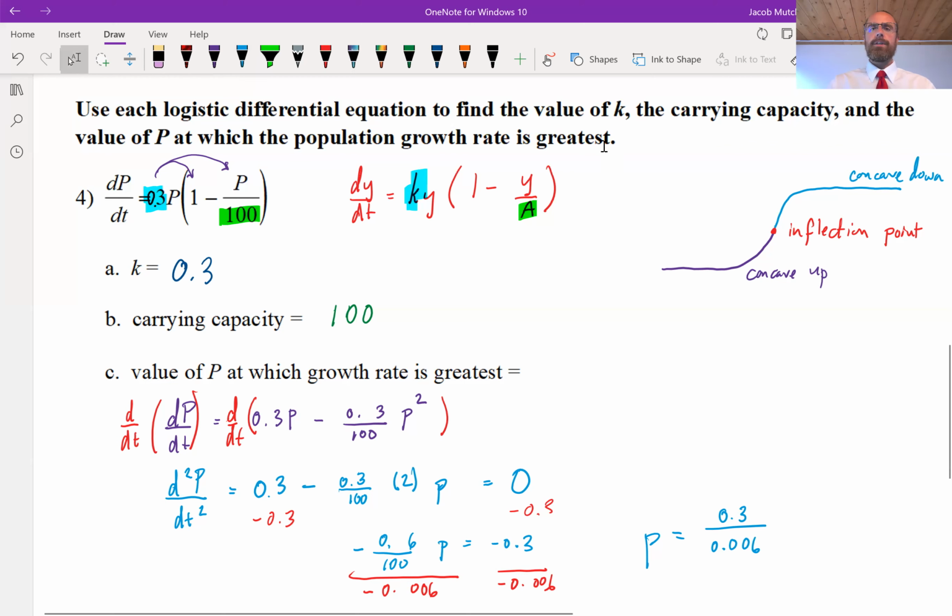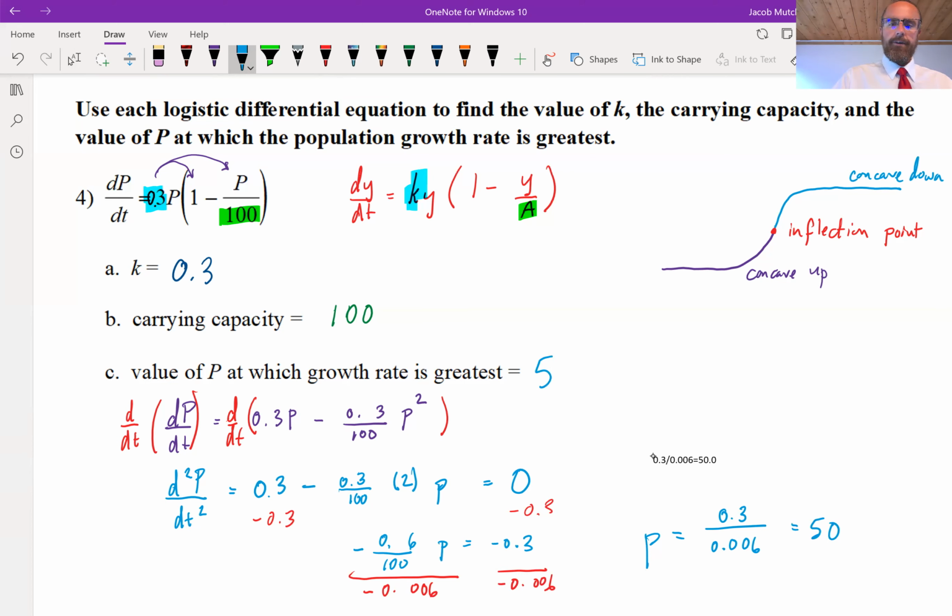Let me head over to Desmos just to calculate that. In fact, we could probably calculate that right here on this screen. So we'll do so. 0.3 divided by 0.006. And that's going to give me this value of 50. One thing I notice is that that's half the carrying capacity. So it is a good pattern to notice there.